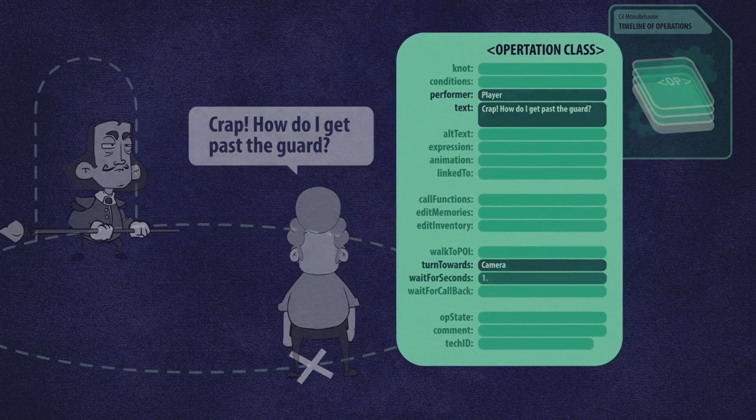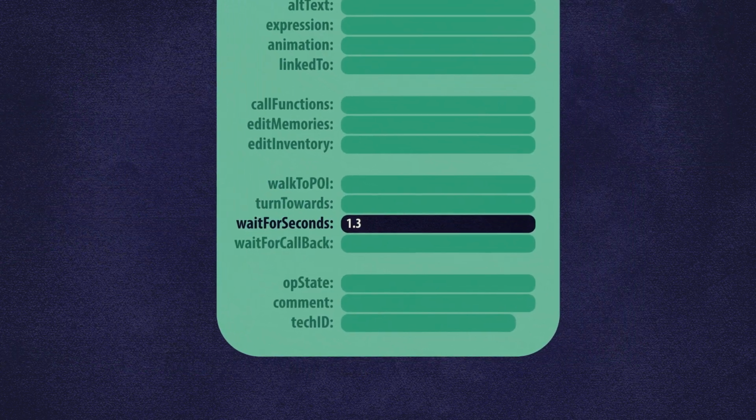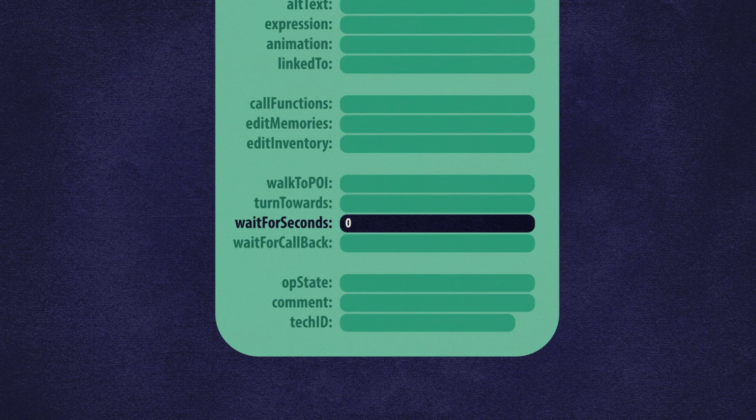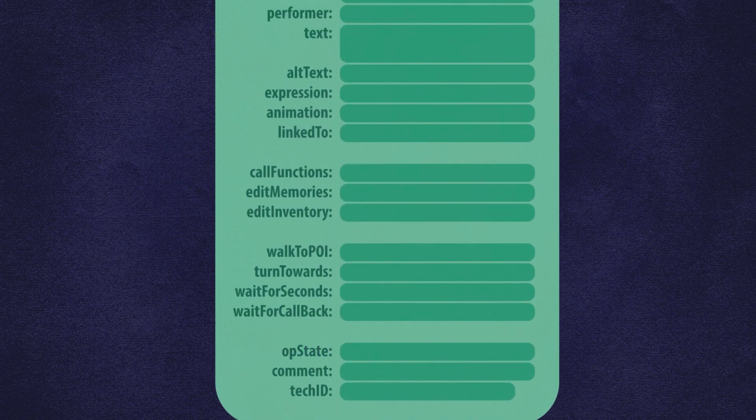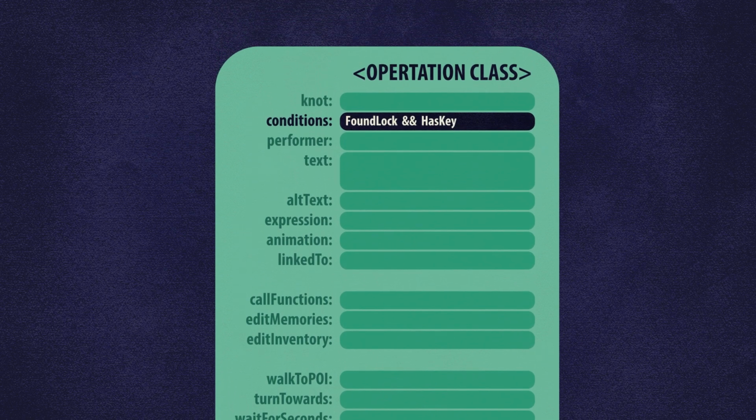With the variable wait for seconds, I can add pauses between the lines, or if it is set to 0, the script will immediately continue to the next instance, and this is how multiple actions can be triggered at the same time. With the variable OP_state, I can change the game state and therefore can define if player input is allowed or not. And with conditions, I can link an instance to different requirements.